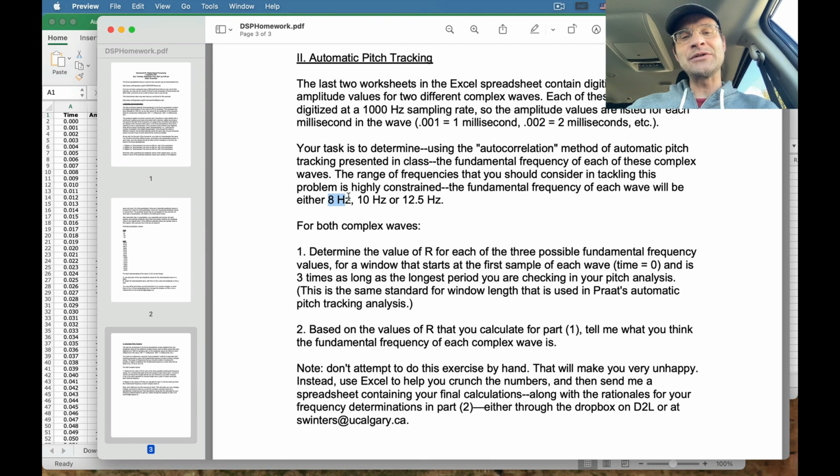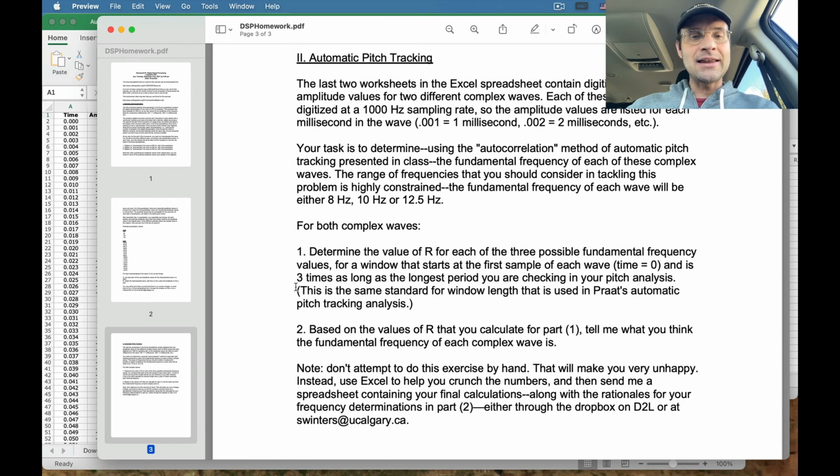So if the frequency is 8 hertz, it's 1 over 8. 1 over 8, or 1/8 of a second, is the period. If it's 12.5, it's 1 over 12.5. And 1 over 8 is going to be longer than 1 over 12.5. 1 over 8 is 1/8 of a second. That's slightly longer than 1/10 or 1/12.5, whatever that is. Anyways, our longest period is going to be 1 over 8 seconds, 1/8 of a second.